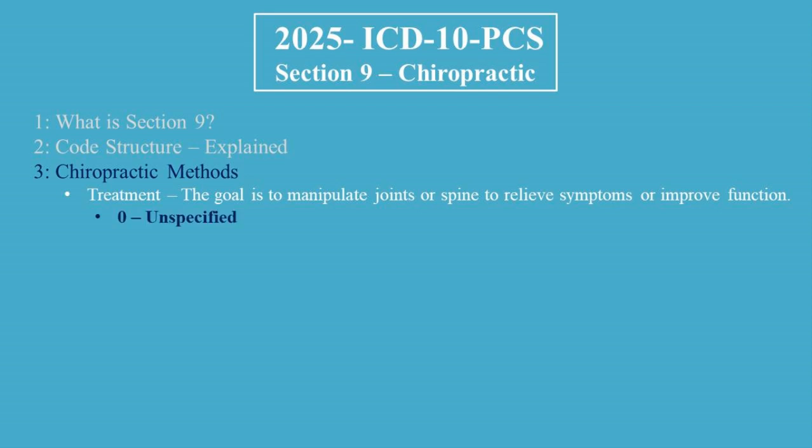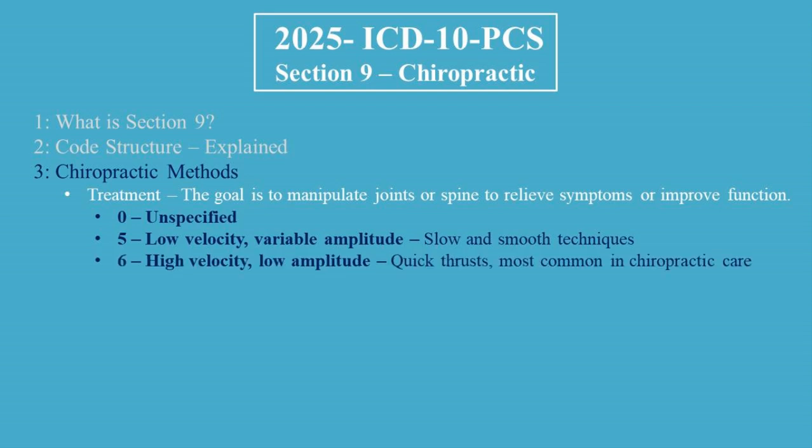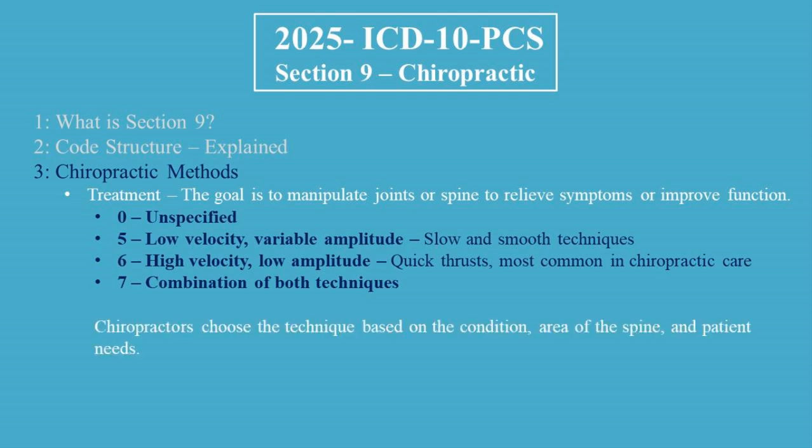0, unspecified. 5, low velocity, variable amplitude. Slow and smooth techniques. 6, high velocity, low amplitude, quick thrusts, most common in chiropractic care. 7, combination of both techniques. Chiropractors choose the technique based on the condition, area of the spine, and patient needs.